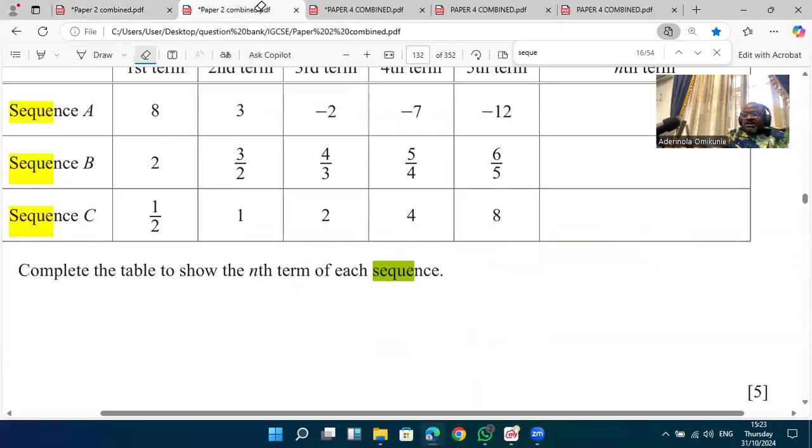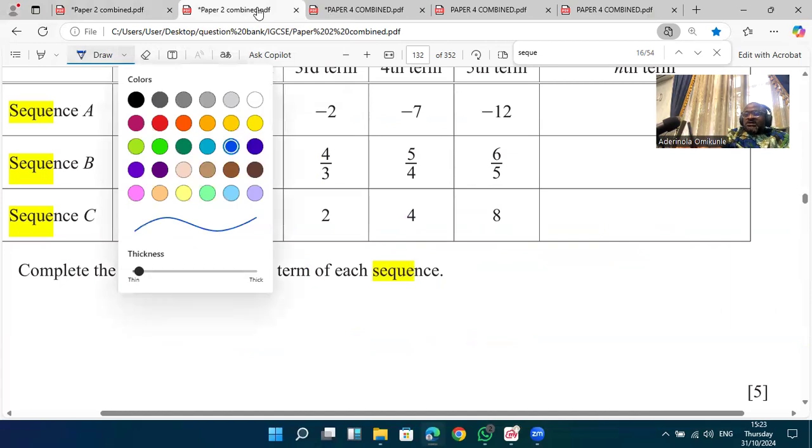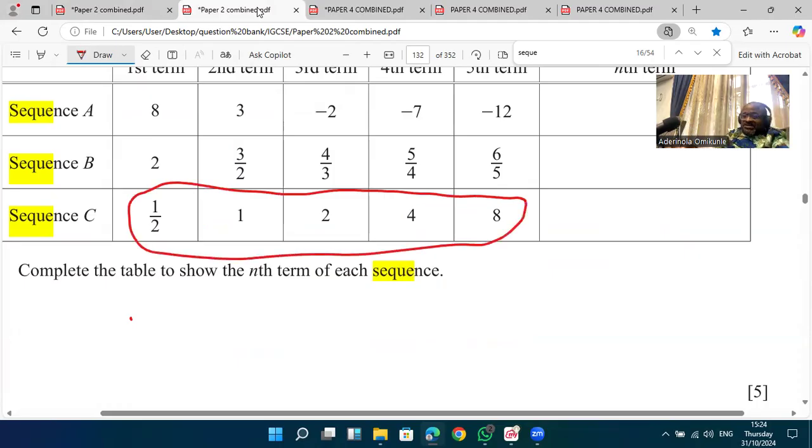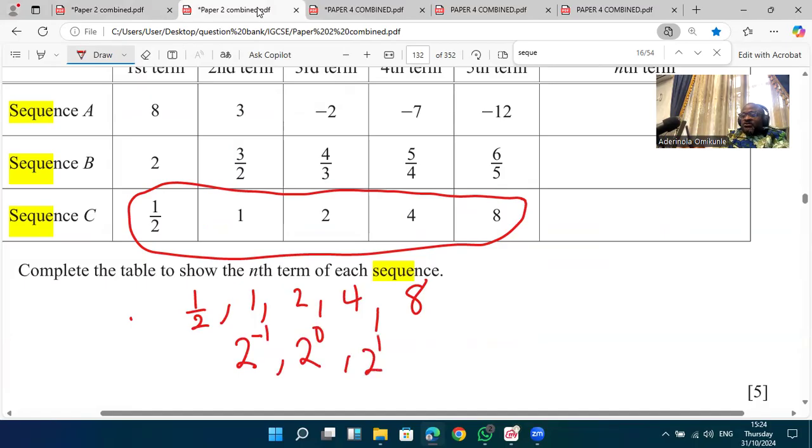Okay, quickly try this out. We are looking at sequence C. In other videos, we'll be addressing all the other sequences, but for this video, we are looking at the exponential sequence, and this sequence C is obviously an exponential sequence. So you have 1 over 2, you have 1, you have 2, you have 4, and you have 8. Okay, so this is 2 to the power of -1. This is 2 to the power of 0. This is 2 to the power of 1. This is 2 to the power of 2. And this is 2 to the power of 3.